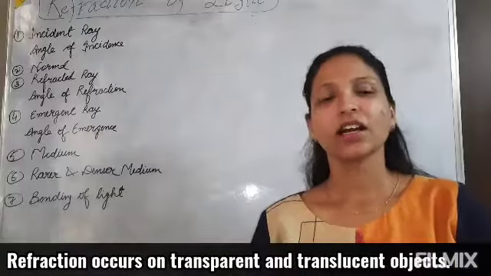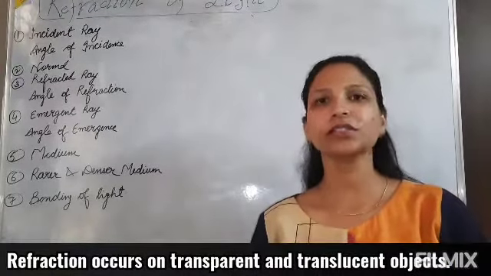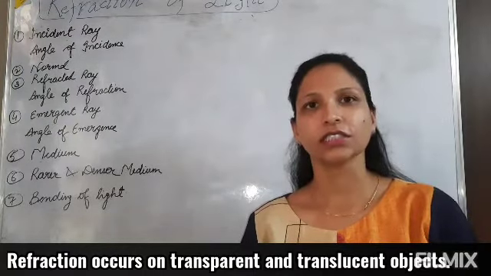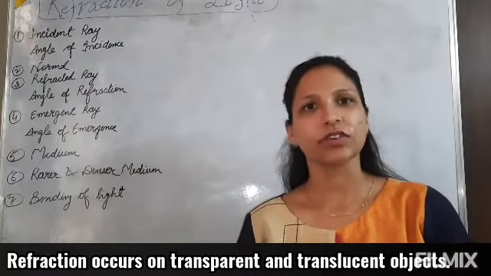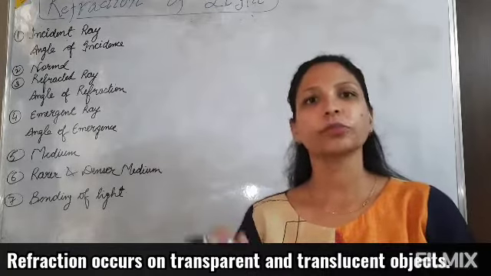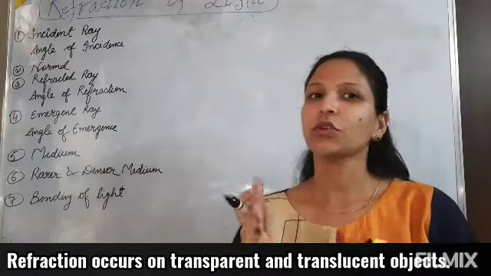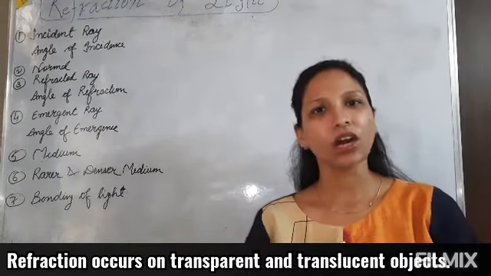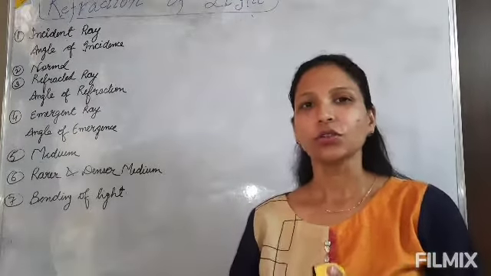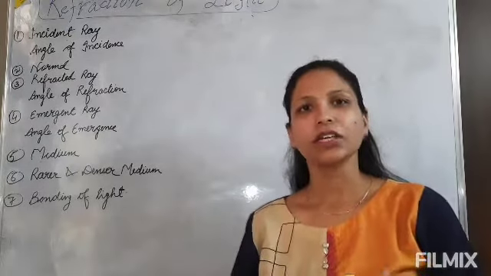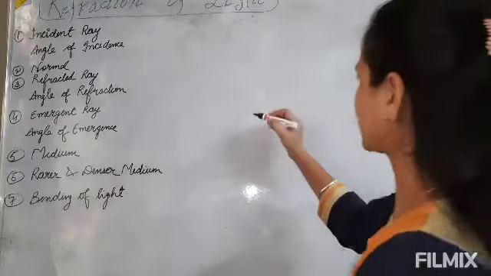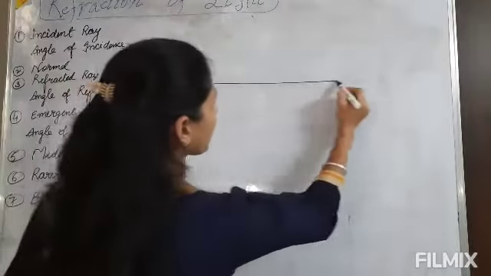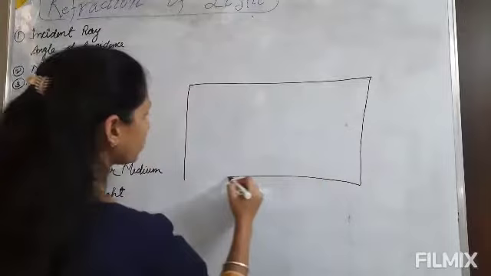Refraction of light हमेशा transparent और translucent objects पर होती है. It never occurs on an opaque object. Why? Because refraction of light means when a ray of light passes through a surface. So only transparent and translucent objects or surfaces can allow light to pass through. So we will take a glass slab for the refraction of light. We have taken a rectangular glass slab.